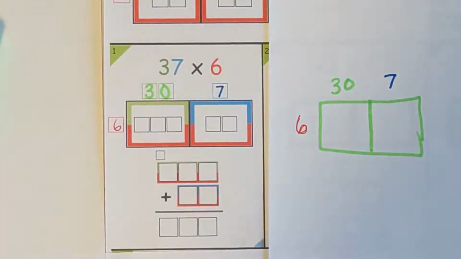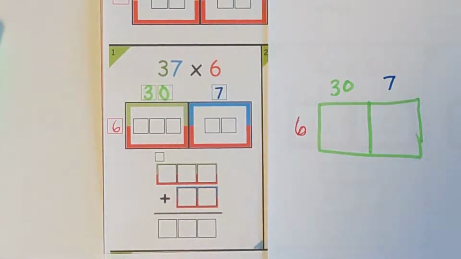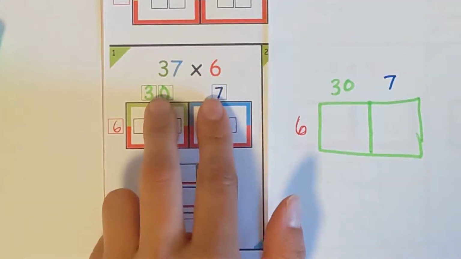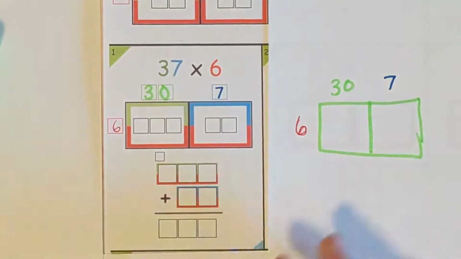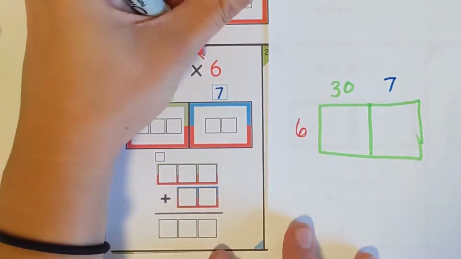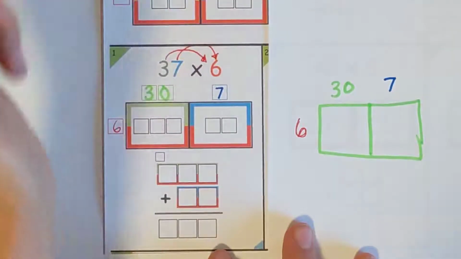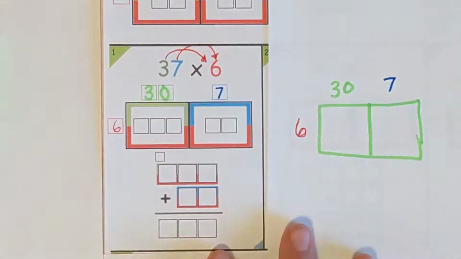Okay, now we're ready to start multiplying. Basically with the area model, all we're doing is we're saying, okay, I can't do 37 times 6 in my head. But if I take it step by step and break this number up, I could do 30 times 6 and 7 times 6. So that's what I'm going to do. In other words, I can do 30 times 6, and then I can do 7 times 6. And all this is just a little space for you to put it so that you don't forget anything.